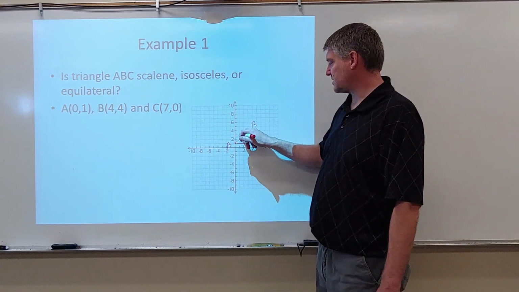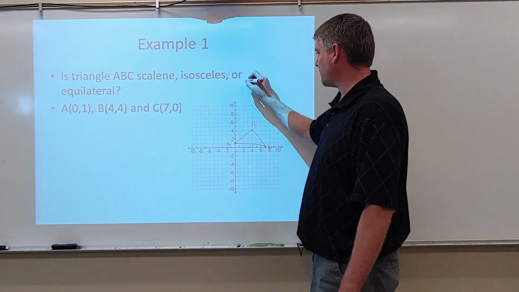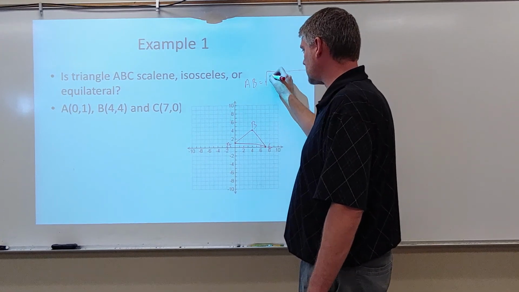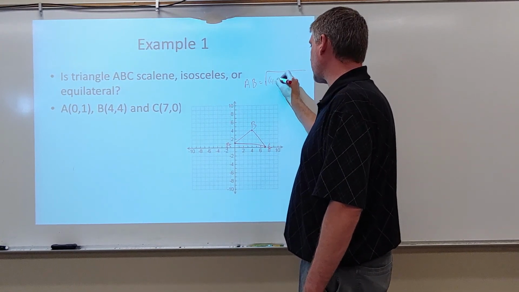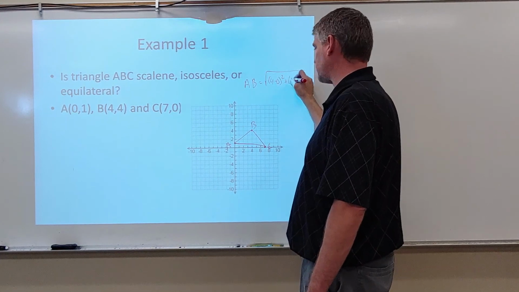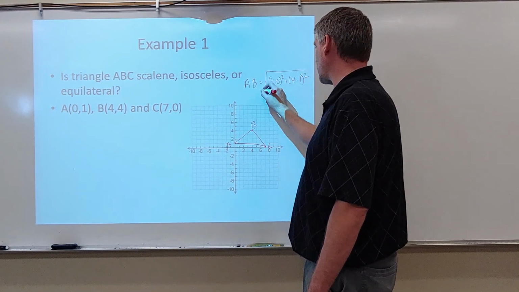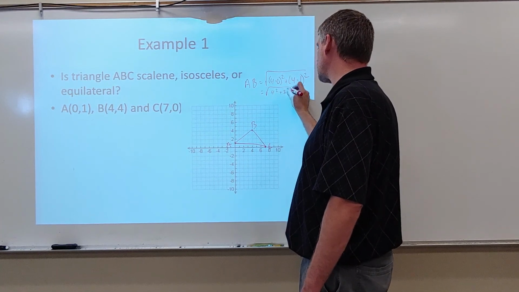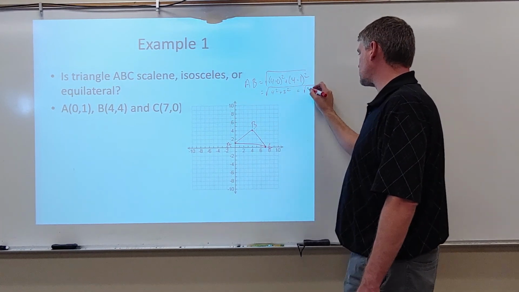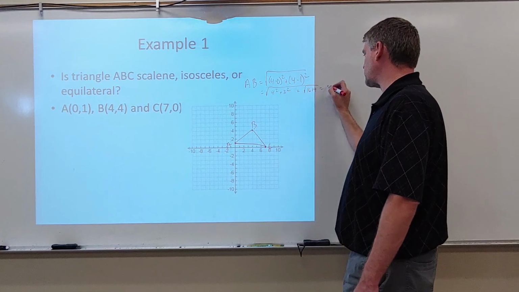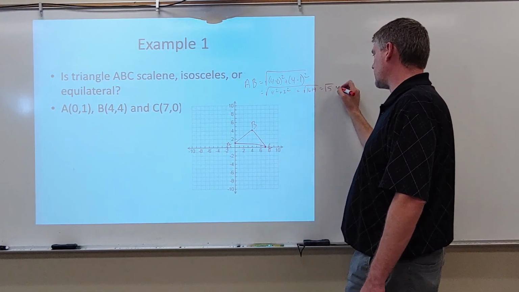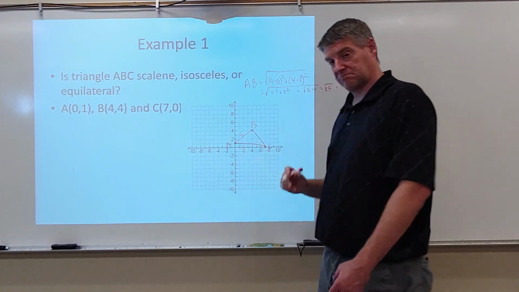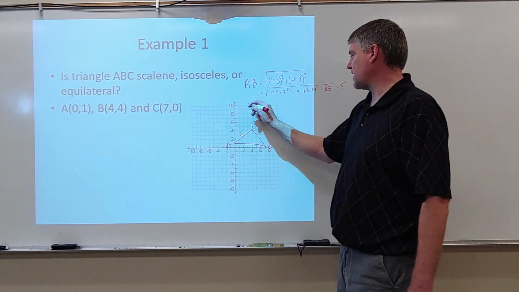So I'm going to find the distance of AB, which is going to equal the square root of 4 minus 0 squared plus 4 minus 1 squared. So this gives me 4 squared plus 3 squared, which is 16 plus 9, which is 25, which is 5. So this distance here is 5. Okay, now I'm going to find BC.